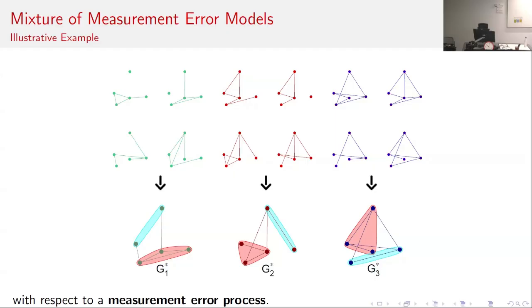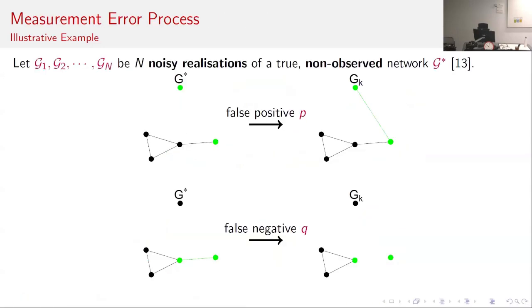So this is what we're trying to do with this method. And here's what I mean by the measurement error process. Assuming that we observe this population of capital N networks, the assumption is that these are noisy realizations of a latent network G star, which we're going to use in order to summarize information for each cluster.